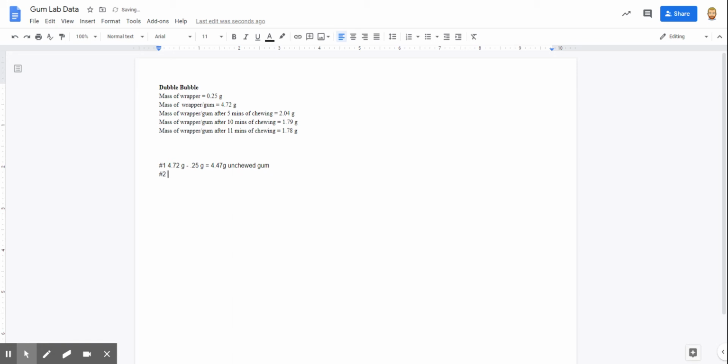Question number 2 asks you then for the mass of the chewed gum. We're not worried about any other chewed gum other than our last chewed gum. So we're going to take 1.78 grams minus the 0.25 grams for the wrapper, and you should get an answer of 1.53 grams, and that is the chewed gum.